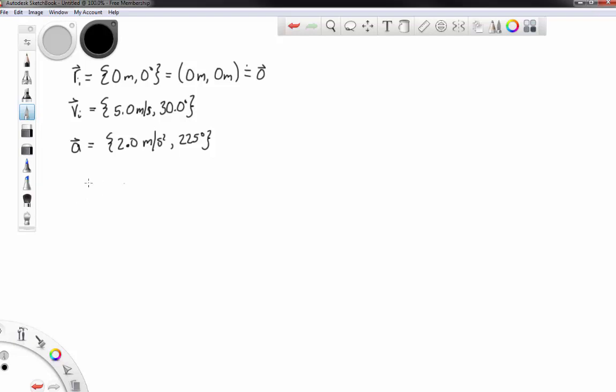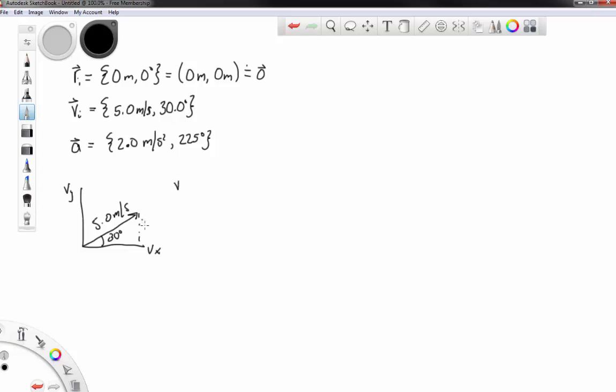So, and we're trying to solve for at t equals 6 seconds. So let's convert both of these from polar into Cartesian. So we have a Vy and a Vx here, and we were given that it is 5.0 meters per second at 30 degrees. So we want to find Vx and Vy out of that.